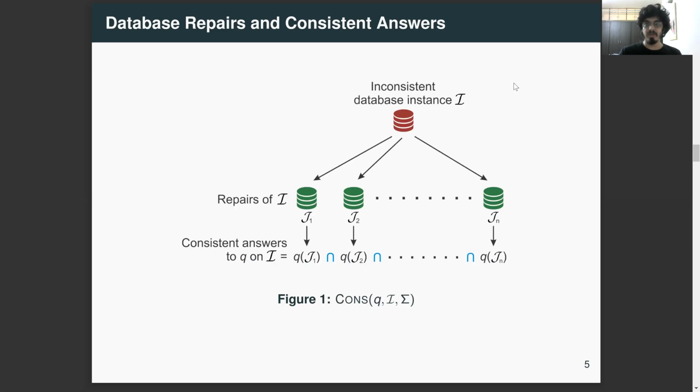This is a nice pictorial representation of consistent answers. So as I said, you have one inconsistent database instance I on the top, the red colored one, and you have several repairs, J1, J2 through Jn, the green colored ones, and you have a query Q. You evaluate the query answers on each of these repairs. So you have Q of J1, Q of J2, and so on, and then you take the intersection, and what you get is the consistent answers to Q on your database I.